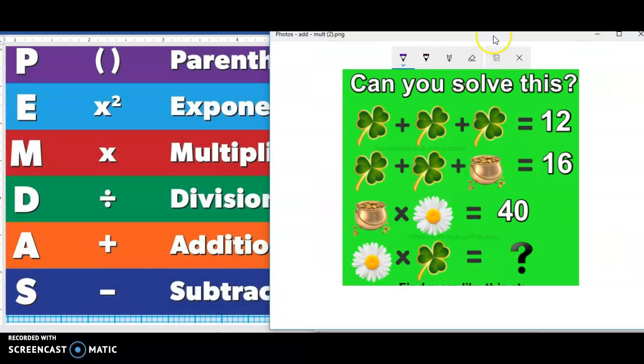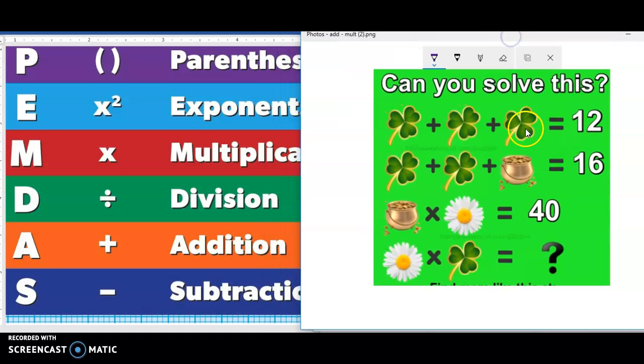Alright, here's another example. This one has some addition and multiplication. So once again, this top one right here, all the pictures are the same. So that would be the one to start. Go ahead and pause it, and then try to solve it on your own, and we'll check your work. Alright, well, I know that 4 and 4 and 4 gets me to 12. So that means this is a 4, and this is a 4, and this is a 4.